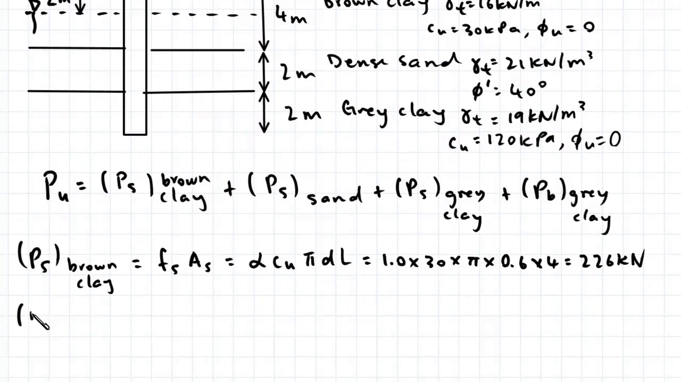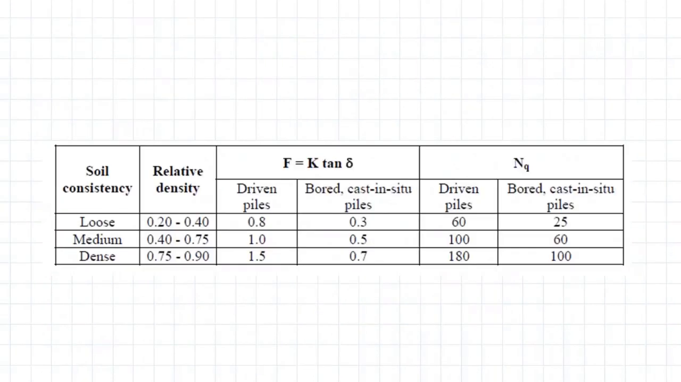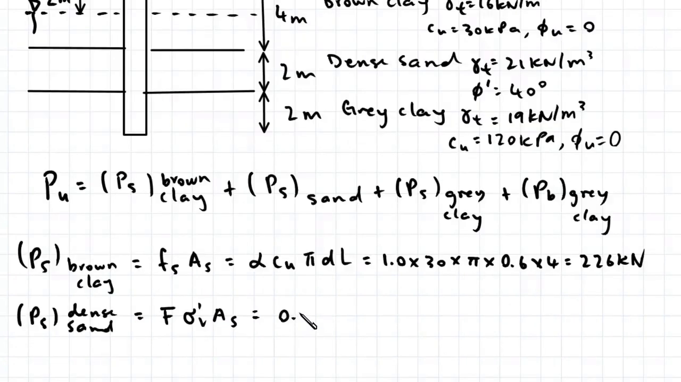Let's now find the shaft resistance in the dense sand. That's equal to capital F multiplied by the overburden pressure multiplied by the area of the shaft. To find F, we look at this table here. We have dense sand and our pile is cast in situ, so that gives us an F value of 0.7. We don't need to worry about Nq because this only applies to the base of the shaft, and in our question the base of the shaft lies within clay. So that's equal to 0.7.